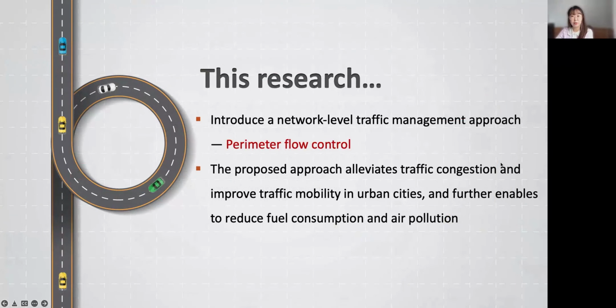Okay, let's move to the research. In this research, we proposed a perimeter flow control method, which is a traffic management method for large urban networks, to effectively reduce traffic congestion as well as improve traffic mobility in urban cities. It further enables a reduction in fuel consumption and air pollution.